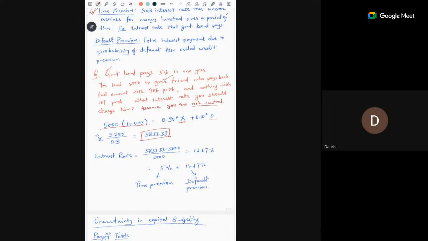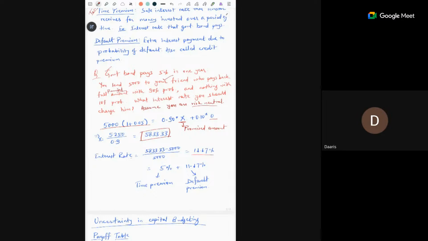Sir, can you write what X is in detail? X is the future promised amount. As I said, he pays the full promised amount. So the promised amount is this, and if we calculate the interest charged, if he is paying this much, then the interest charged is 16.67%.